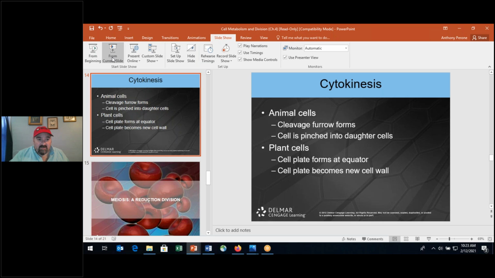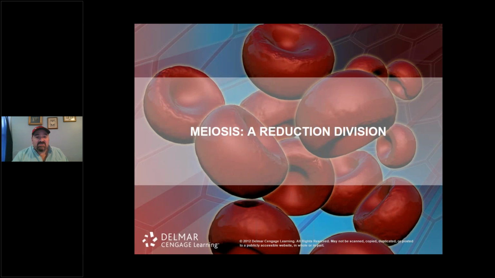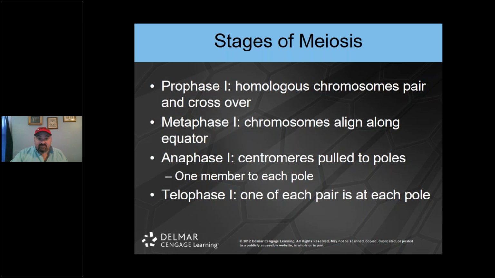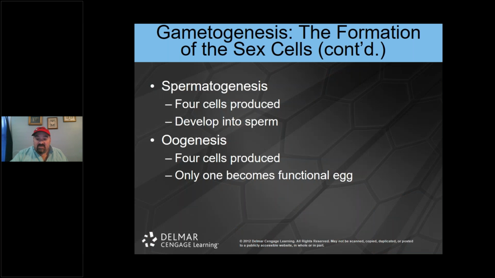Okay, so I mentioned the cytokinesis already. And you'll see here reduction division, because we're reducing the amount of chromosomes present for these cells that are the sperm and the egg. And the gonads would be the ovaries for the female and the testes for the male. And two divisions resulting in four cells. You're seeing here that PMAT is present within meiosis, but it's stage 1 and stage 2. And at the end, we're going to form those cells.